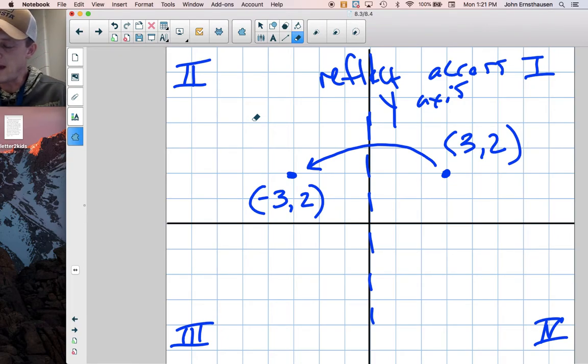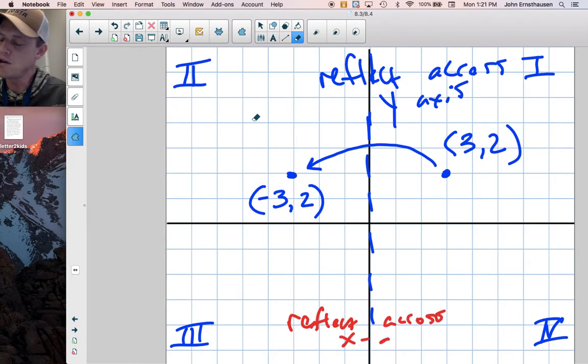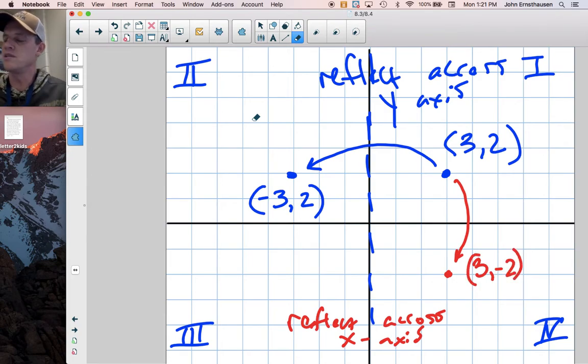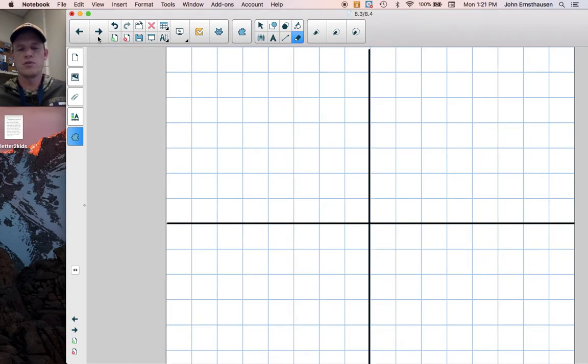What if I would have reflected this across the x-axis? Then my coordinates would have been positive 3, negative 2. Notice, if I reflect it across the x-axis, what changes? The y. Okay, we're going to do some of these, and I want you to do these with me on your whiteboard. So we'll do 2 or 3 for practice.